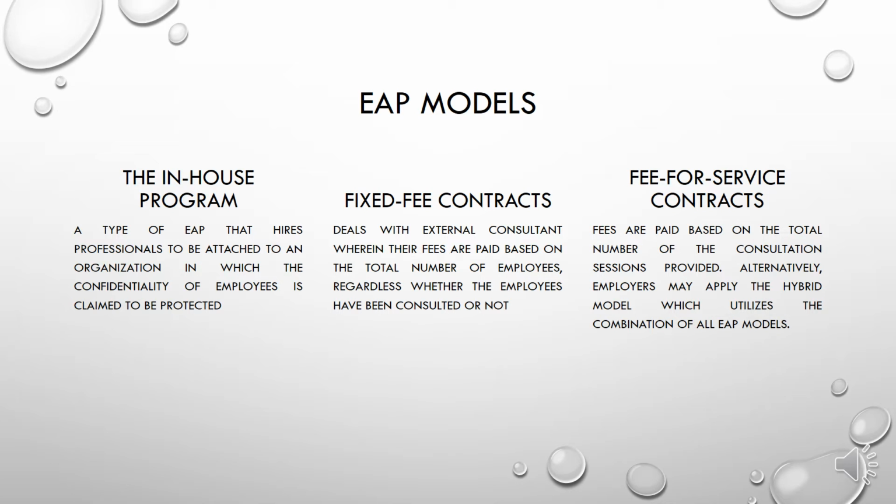What is the in-house program? This is one of the models of EAP that is available in Malaysia. The in-house program is a type of EAP that hires professionals to be attached to an organization, in which the confidentiality of employees is claimed to be protected.